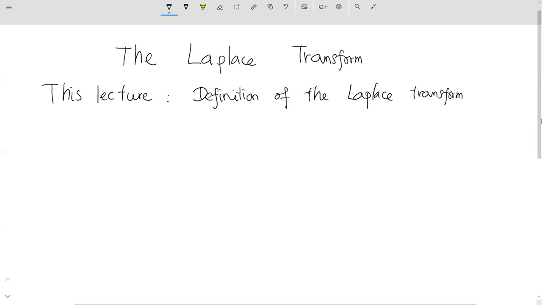In this chapter, we'll learn about the Laplace transform and how to use the Laplace transform in solving initial value problems. And this lecture discusses the definition of the Laplace transform. And we will see a few examples of how to compute the Laplace transform. And in a later lecture, we'll learn how to use the Laplace transform to solve differential equations.